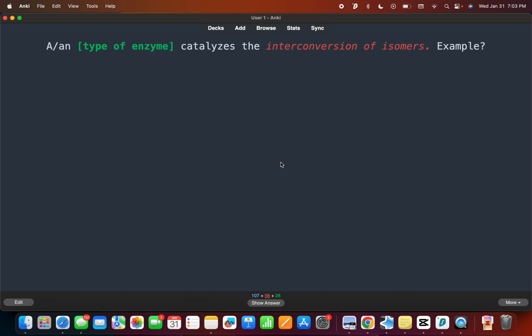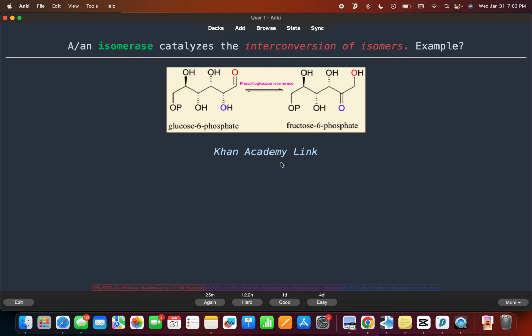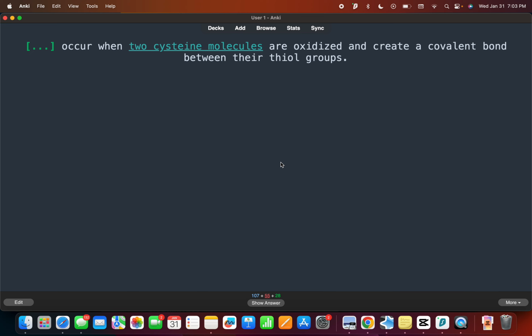What type of enzyme catalyzes interconversion of isomers? That will be the isomerase, and an example would be phosphoglucose isomerase, which turns G6P into F6P. What occurs when two cysteine molecules are oxidized and create a covalent bond between their ethyl groups? This is a disulfide bond.